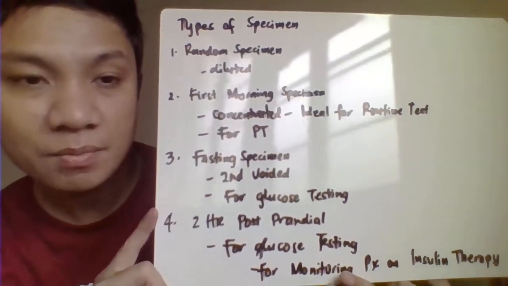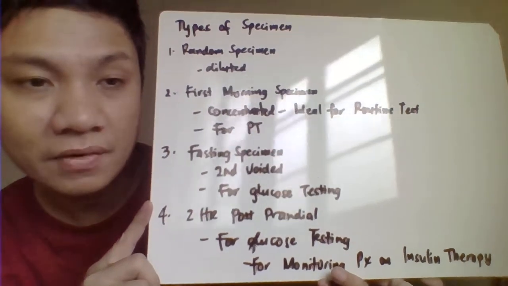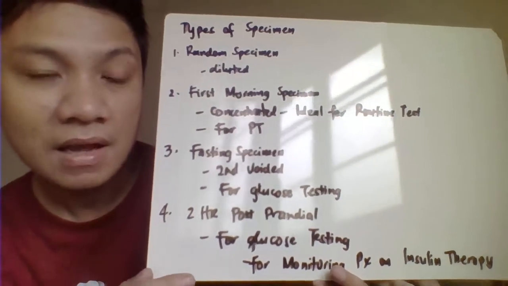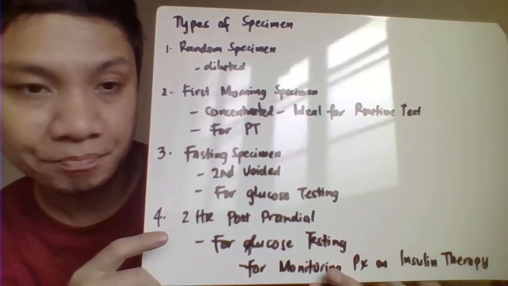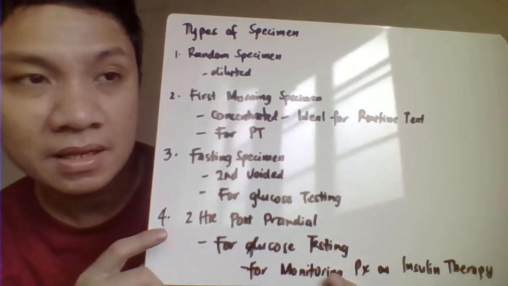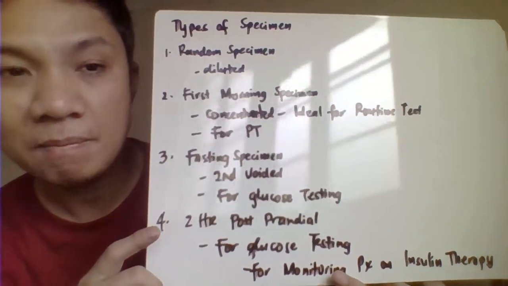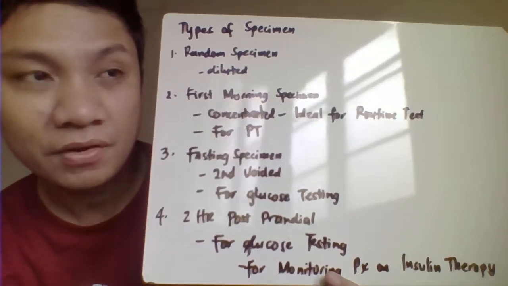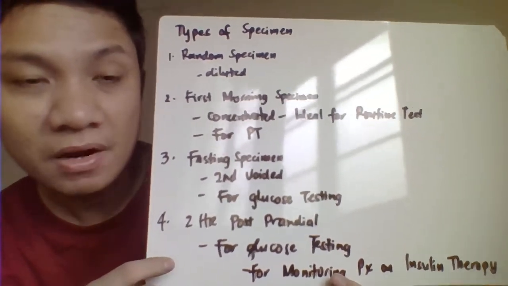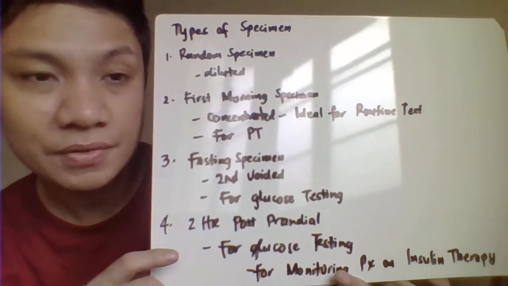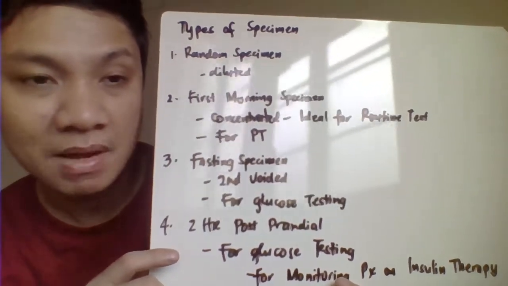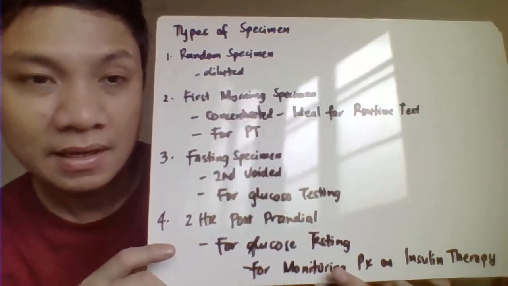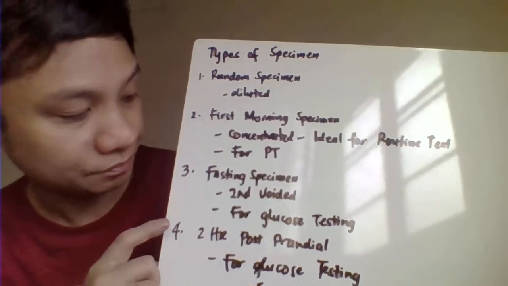Next, we have here the first morning urine. The first morning urine is the first voided urine immediately after the patient arises from sleep. Since this is the first morning urine, the urine has already stayed in the bladder approximately 6 to 8 hours, the time of your sleep. So, therefore, your first morning urine is considered to be a concentrated specimen. This is the most ideal when we are doing the routine tests and also for your pregnancy tests.